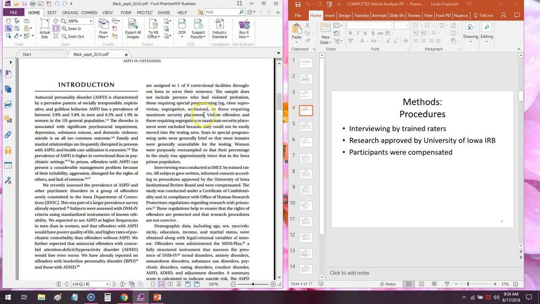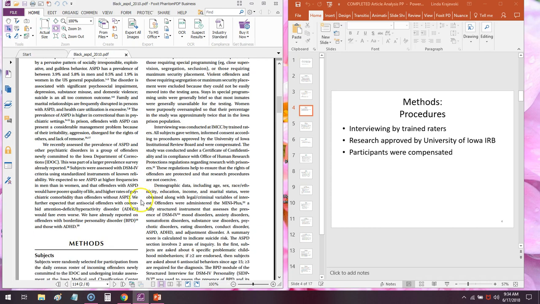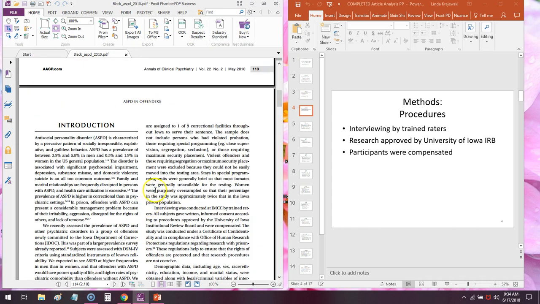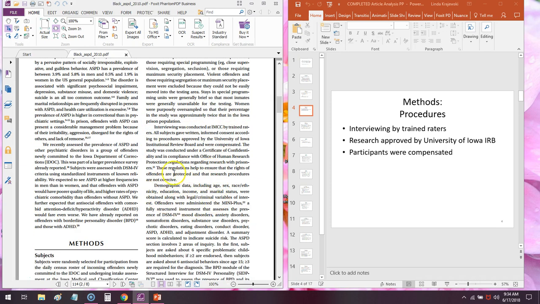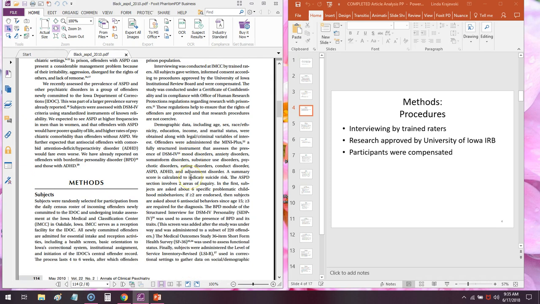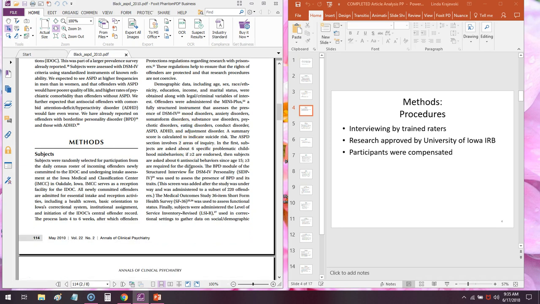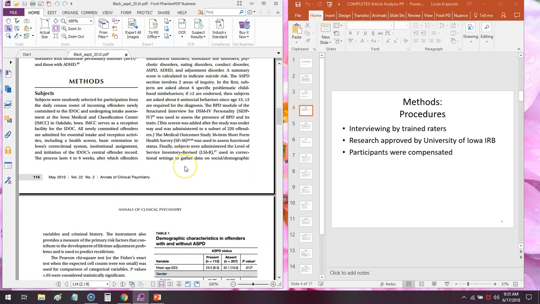There's no particular heading that says procedures, but as you read further down here, you start to see they did some interviews. They got some demographic data. That's what you got some of your information on the participants from. And they did compensate the participants, not very much, but that's always something to notice.